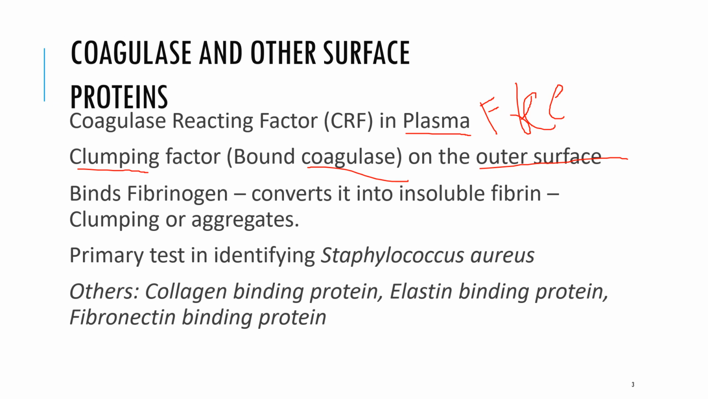Then the next one is fibrinogen binding. How does it work? It binds to fibrinogen and converts it to insoluble fibrin. Fibrinogen is a plasma protein which helps in clotting. So fibrinogen converts into insoluble fibrin, and clumping and aggregates happen. The clotting will be affected by this. This is a primary test in the identification of Staphylococcus aureus.